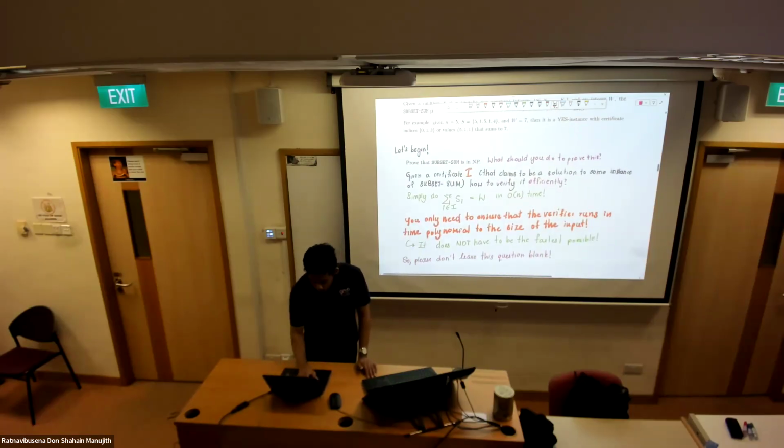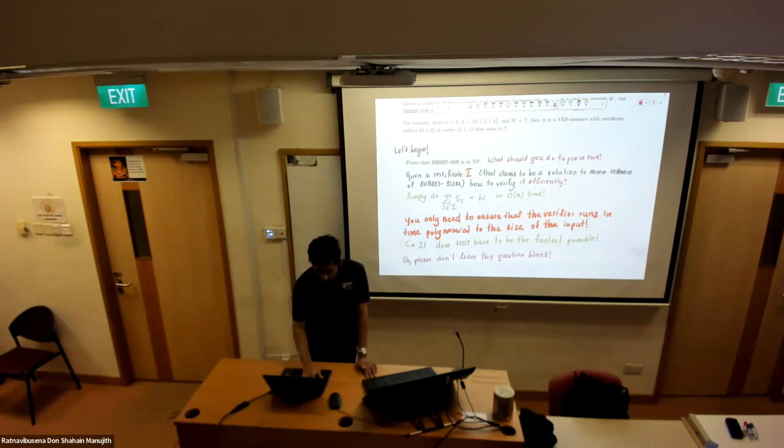Crucially, you only need to ensure that the verifier runs in time polynomial in the size of the encoding. That's essentially what you need to do. You don't need to find a verifier that's crazy fast. It does not have to be the fastest possible verifier. You just need to ensure that your verifier runs in time polynomial in the length of the input encoding.